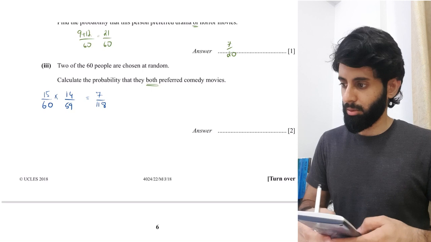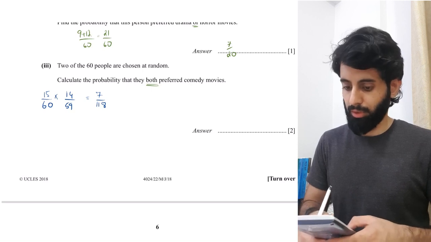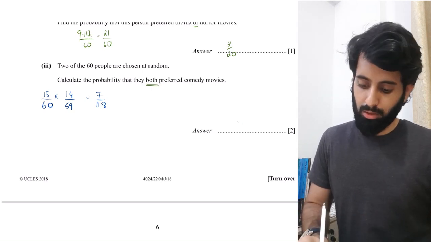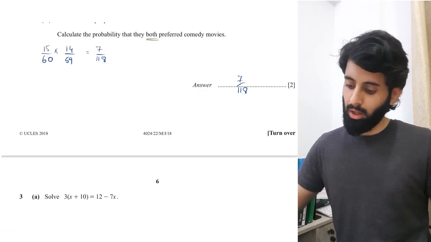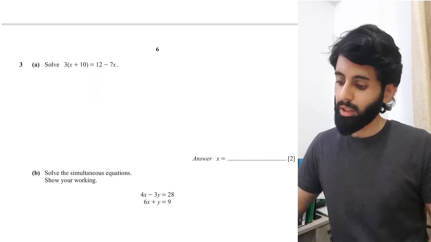Over here it says 210 divided by 3540, which again reduces to 7 over 118. So no worries there. Okay, then we have part A.